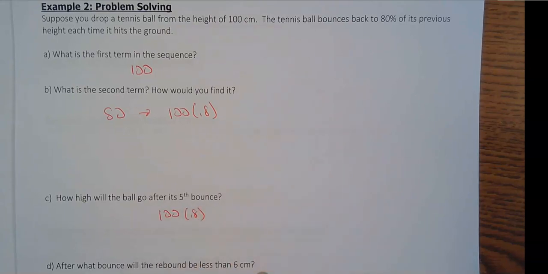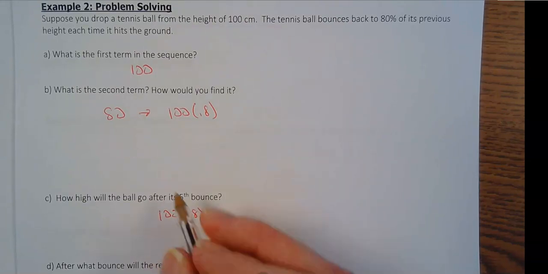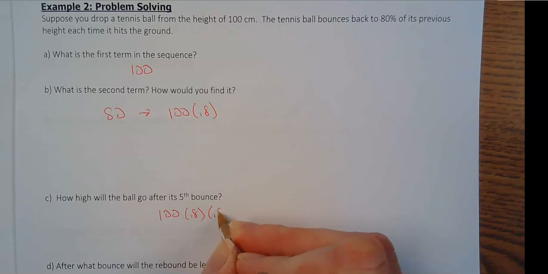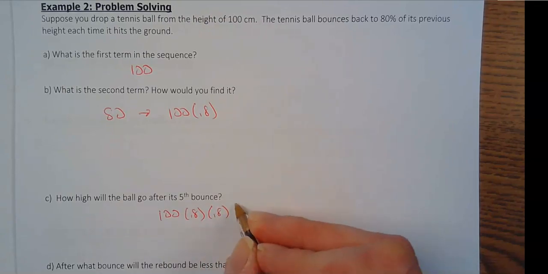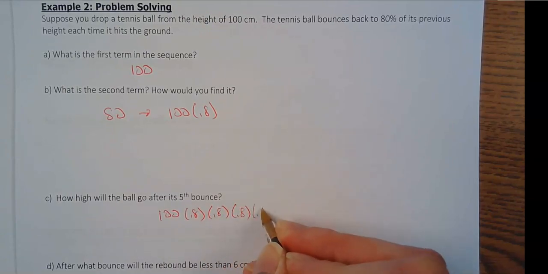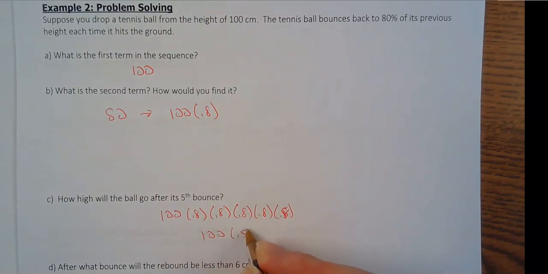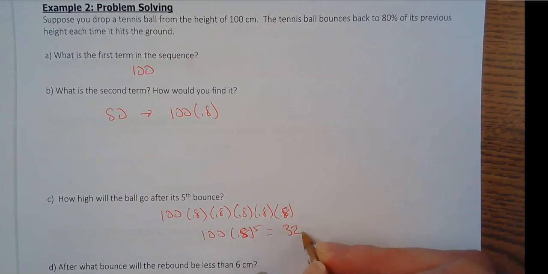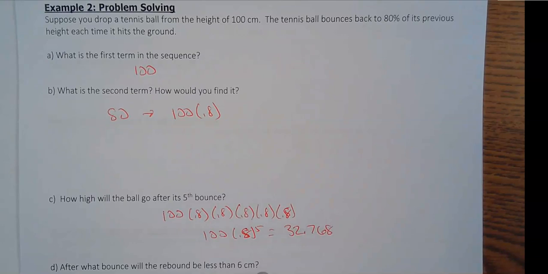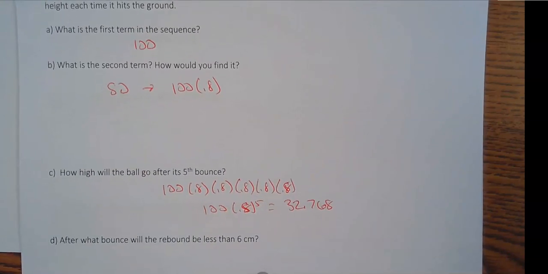If I want to find the second bounce, I'd take that answer, which is 80, times 0.8. If I want to find the third bounce, same thing, 4th bounce, and then the 5th bounce, I need to do it 5 times. So basically a shortcut is I would take it times 0.8 to the 5th power, and that would be 32.768. You don't necessarily have to go that far with your decimal.